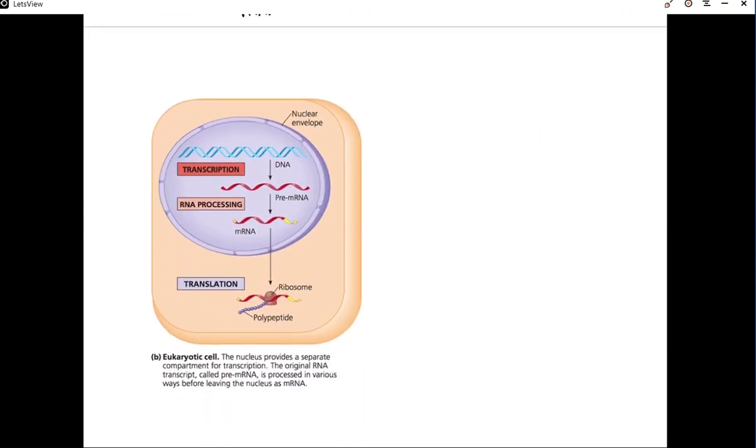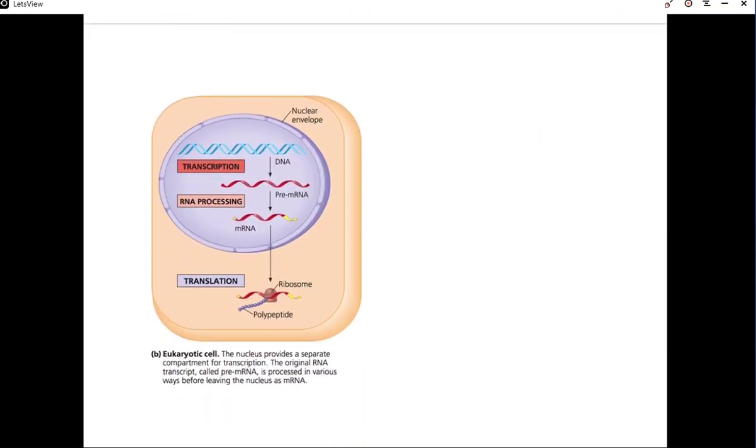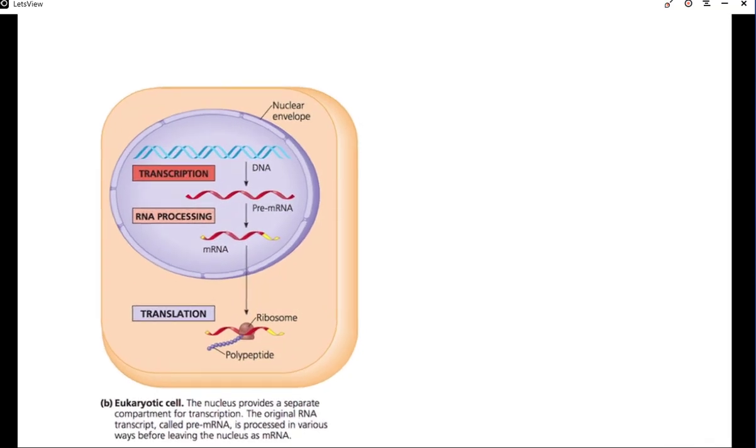All right, here's a quick look at the process of transcription and translation in a eukaryotic cell. Now notice that a eukaryotic cell has its DNA housed in a nucleus. So the RNA is also going to be made in the nucleus. And then the RNA leaves the nucleus and finds a ribosome out in the cytoplasm to be translated.